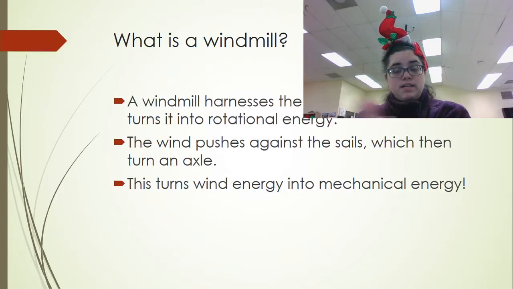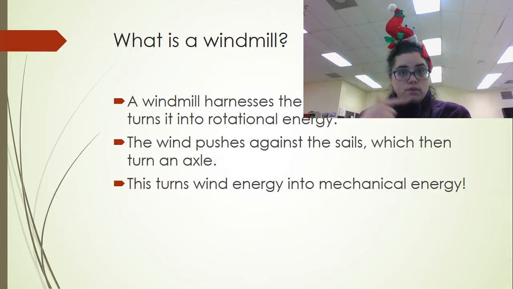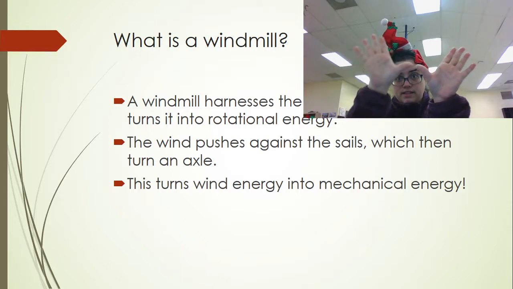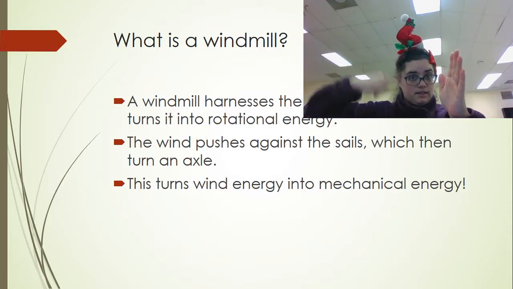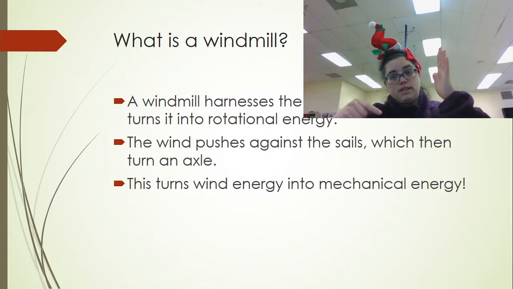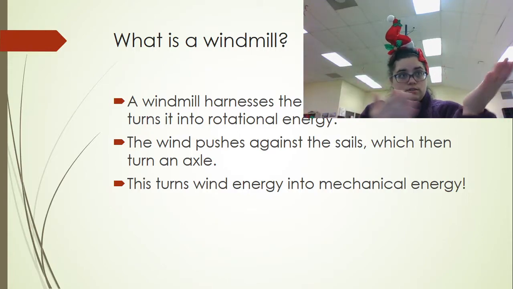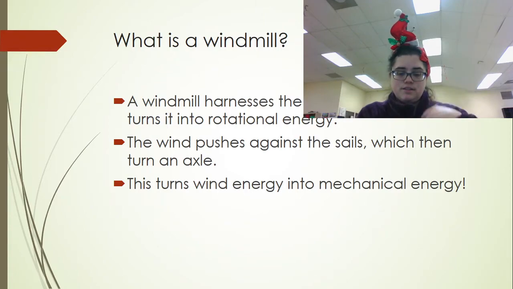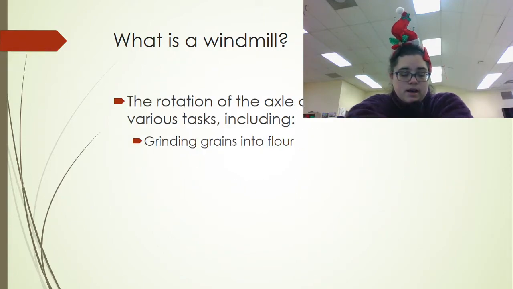What's a windmill? Basically, what a windmill does is it'll harness the power of the wind and it turns it into rotational energy. Usually when you see a windmill, you see the fans, the fins, and then it's spinning like this, sort of. It's got a rotating axis. It's horizontal. The wind pushes the sails, they turn the axle, and that turns the wind into mechanical energy. So that's the first thing to talk about.